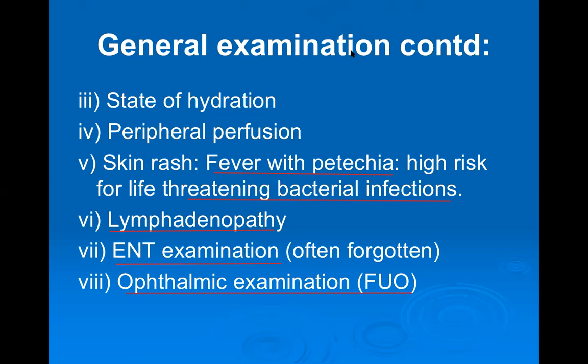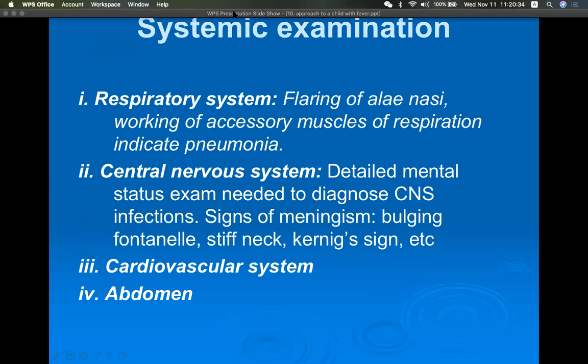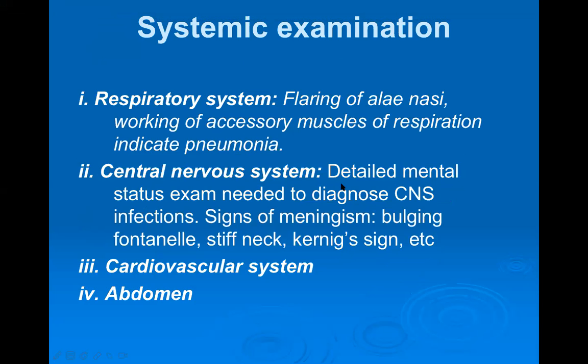Okay, let's move on. Now, after doing all the general type of examination, let's do the systemic examination now. Which systems are affected? We need to specifically examine for them, like respiratory system examination, central nervous system examination, cardiovascular system examination, and examination of the abdomen as a part of GI system exam.